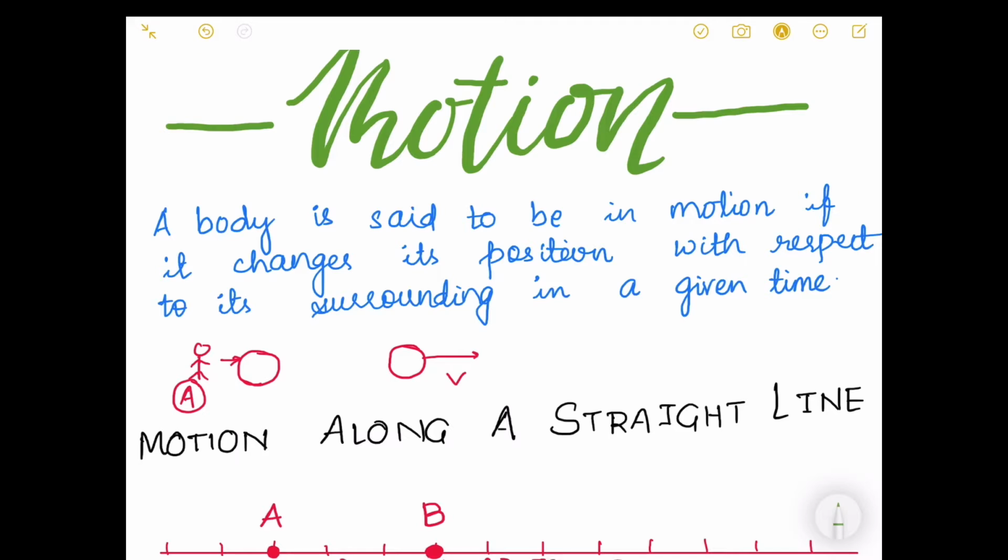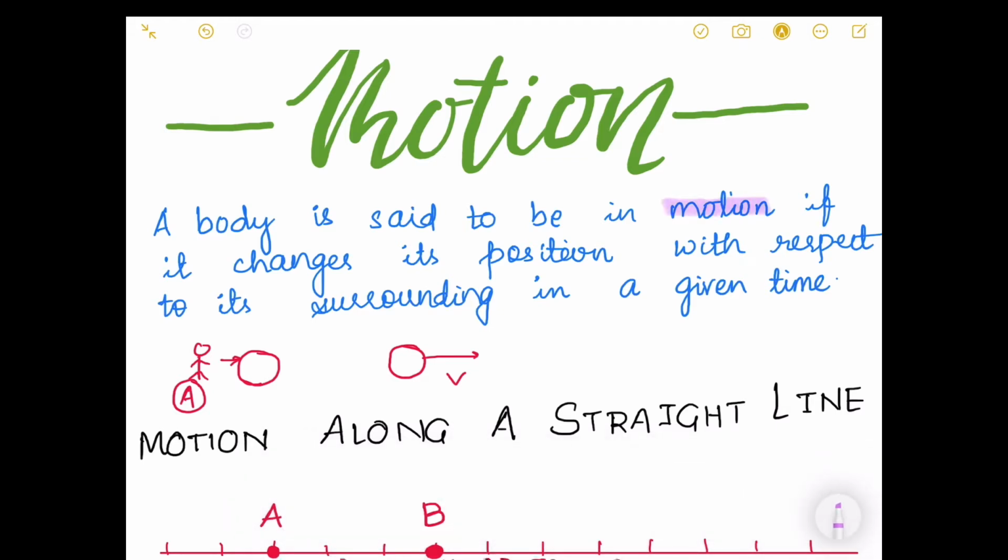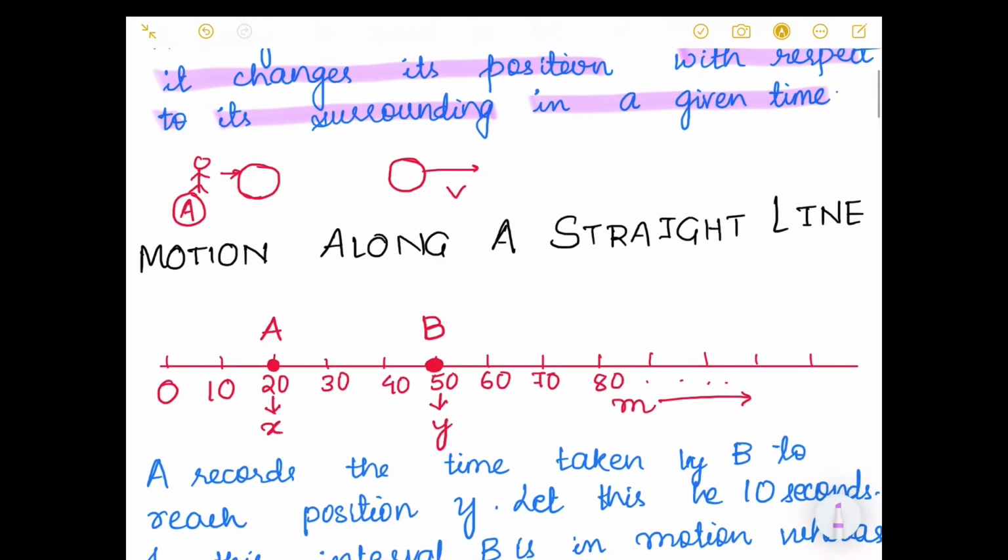From our common experiences, we can simply explain the word motion by something which is moving. If we say it in better words, then a body is said to be in motion if the body changes its position with respect to its surrounding in a given time. Here, when we say something is changing position, we need to specify it with a reference point or origin.